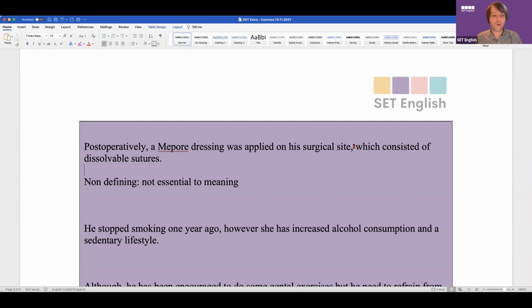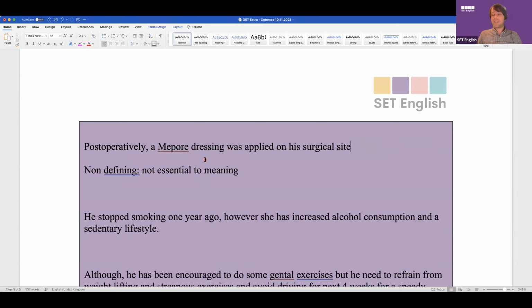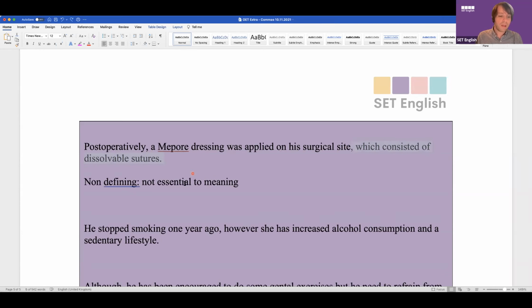So if you guys aren't sure about this, like, should I put a comma? Should I not? What you should do is remove the clause and say, does that make sense? Does it make sense? Yes. "A Mepore dressing was applied to the surgical site." Subject, verb, object, it's fine. Okay. All right, what about this one?